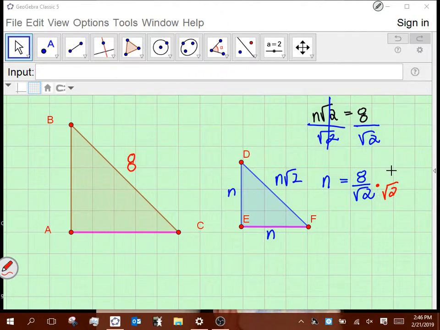Multiply. What number can I always multiply a number by so that I don't change its amount? 1. It's the multiplicative identity, right? That's what we called it last year. Okay? Radical 2 over radical 2 is a fancy version of 1. So I'm not going to change what this amount is. I'm just going to change the way it looks.